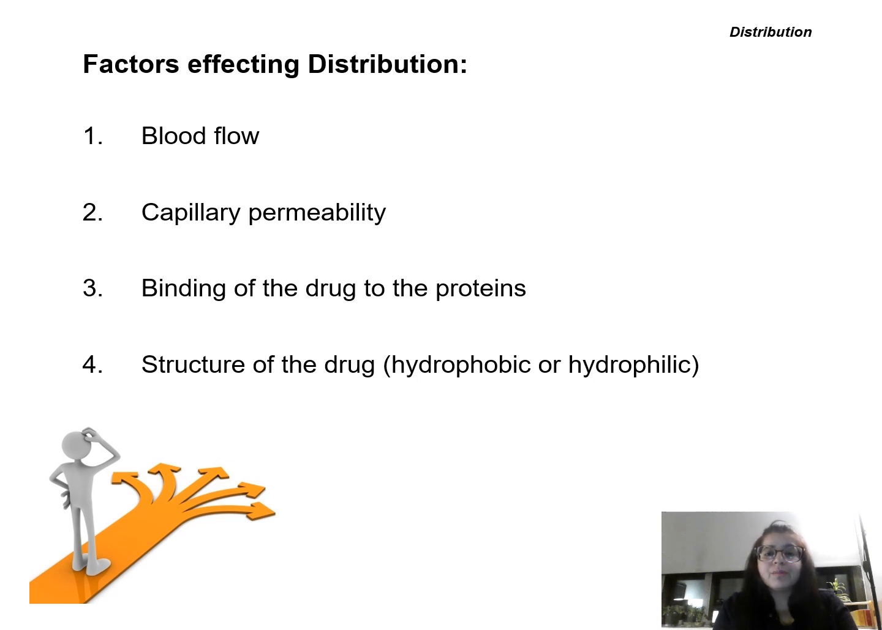Drug distribution could be affected by drug protein binding, capillary blood flow, capillary permeability, and drug nature, that is the lipophilicity and hydrophobicity of the drug, and whether the drug mostly binds with the protein. So this was the whole of my lecture number 3.